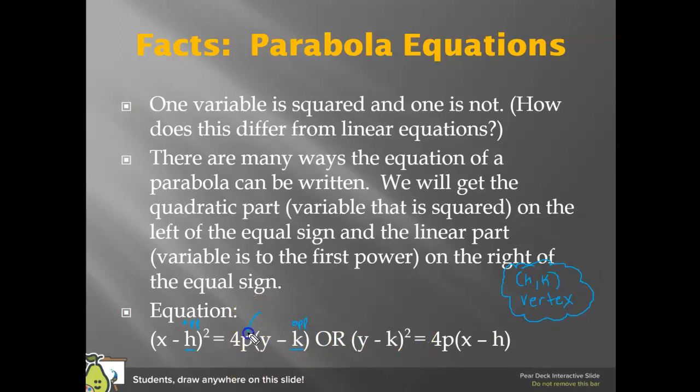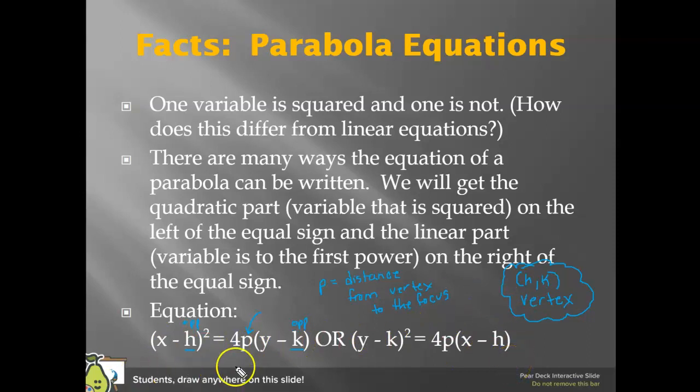What you're also going to notice here is we have this p value, and p is very important because p is the distance from the vertex to the focus. All right, so p is the distance from the vertex to the focus. And that is important. So we've got our distance from the vertex to the focus, p, and we've got our vertex. And this is actually enough information that we can graph a parabola. So we just have to have it in the correct form.